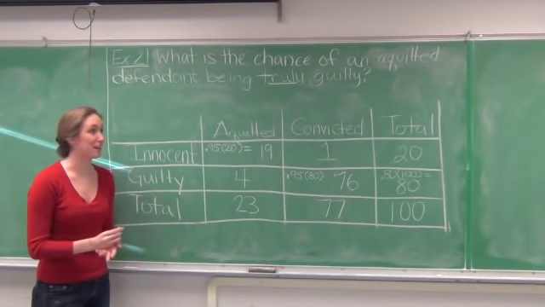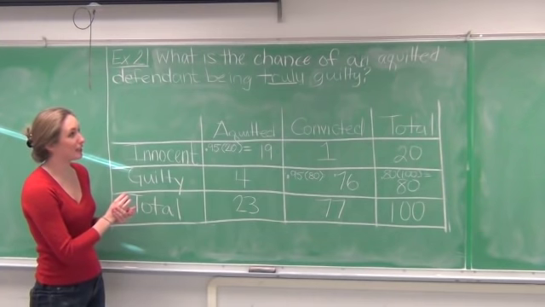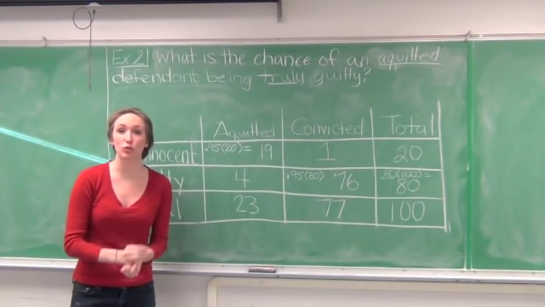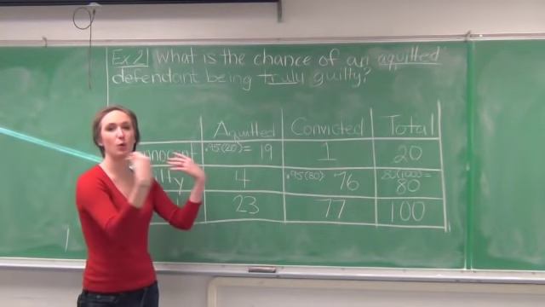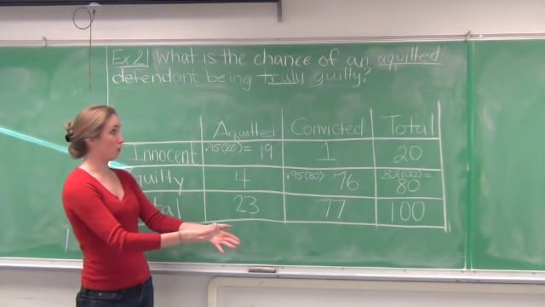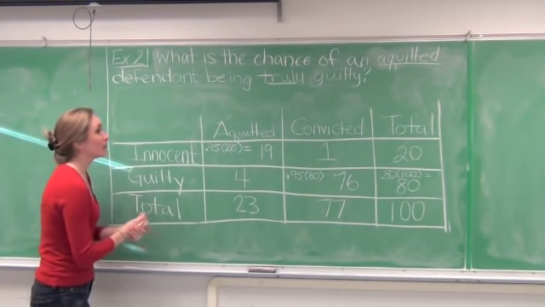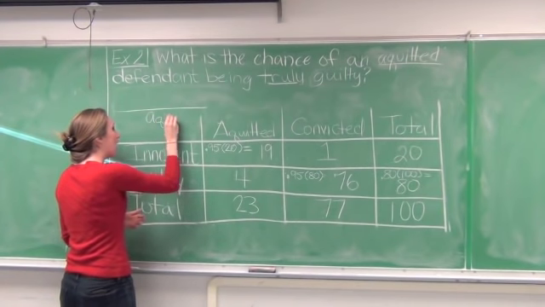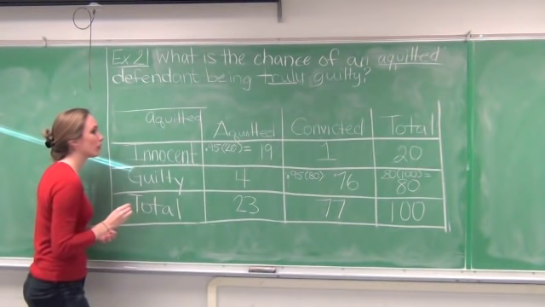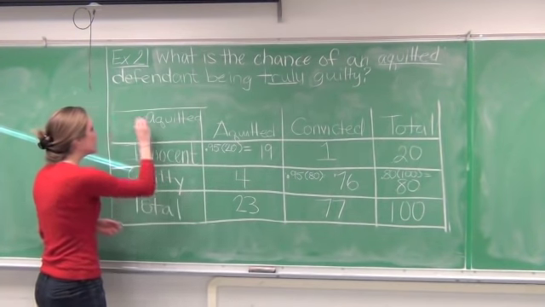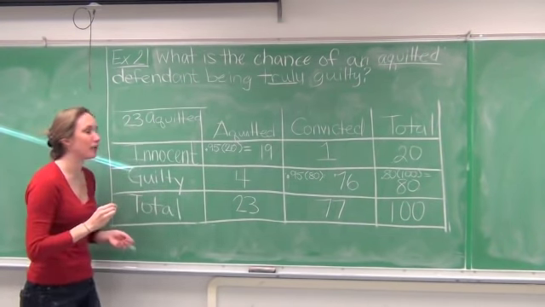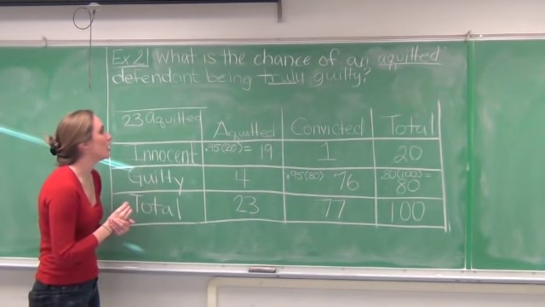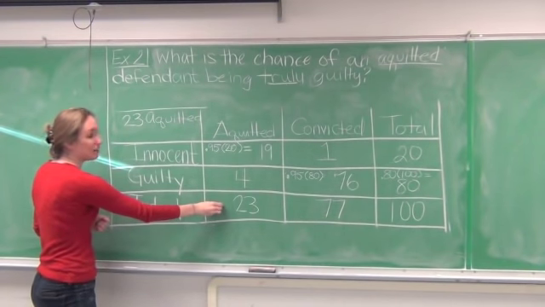Now part 2 is asking us, under the conditional probability that a defendant has been acquitted, what is the chance that they were truly guilty? So of the people that we allowed to walk out of the courtroom, how many of them were guilty? So we're first going to look only at the acquitted individuals, the total acquitted. There were 23 defendants who walked out to go home that night, completely acquitted of all charges. So out of those 23, how many of them really did it?